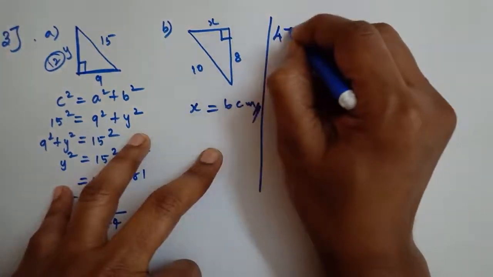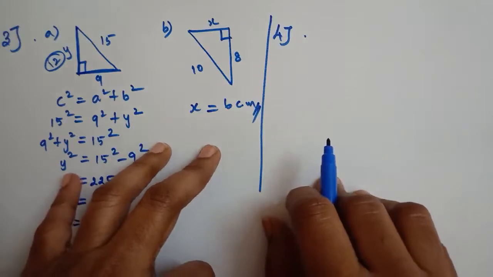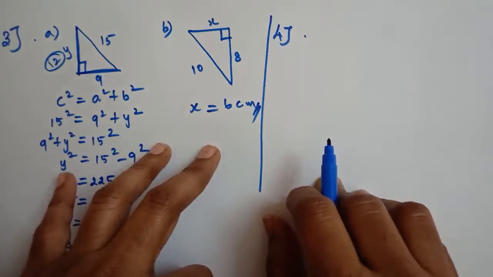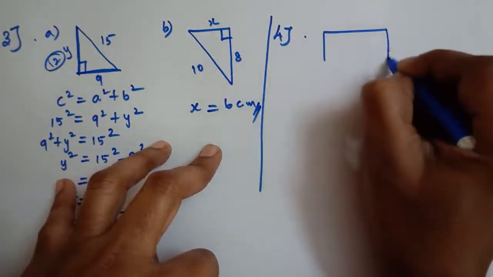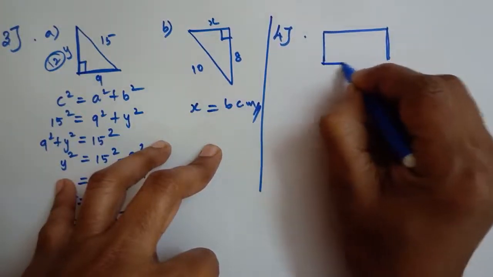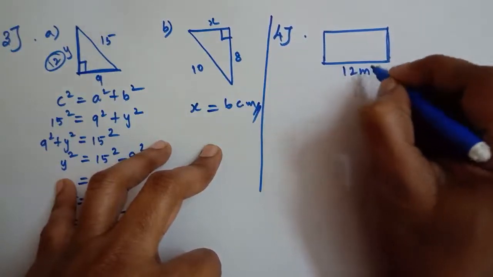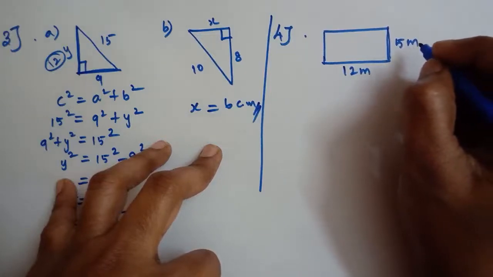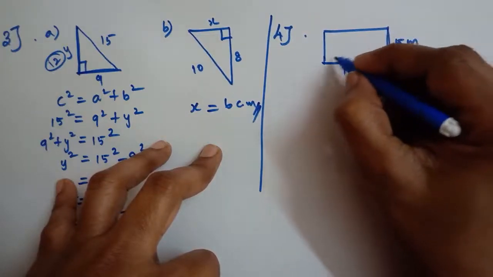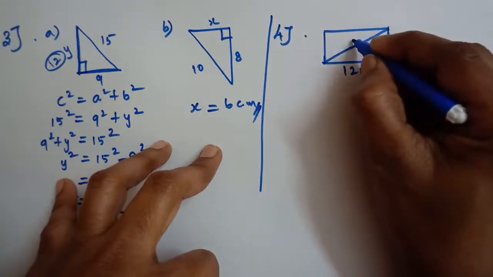Fourth question. Let's move to the fourth question. The rectangular floor of a room is 12 meter long and 5 meter wide. What is the length of the diagonal? Students, listen. The length of a diagonal, that means this is the diagonal. So you have to find this one.